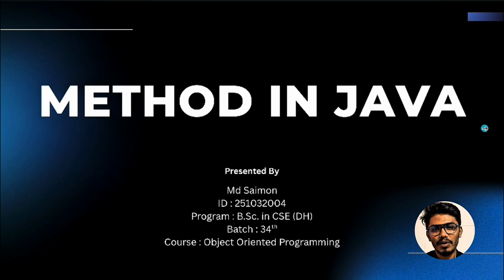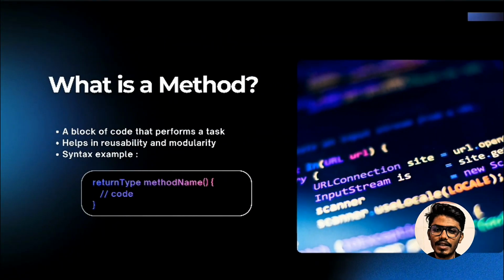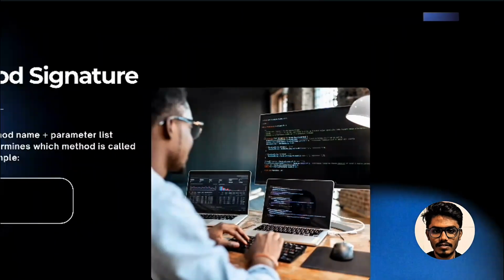Today I'm going to talk about the method in Java, one of the most important building blocks in programming. A method in Java is a block of code that performs a specific task. It runs only when it is called and helps break a big program into smaller and manageable parts. You can think of a method as a function or a behavior of a class.